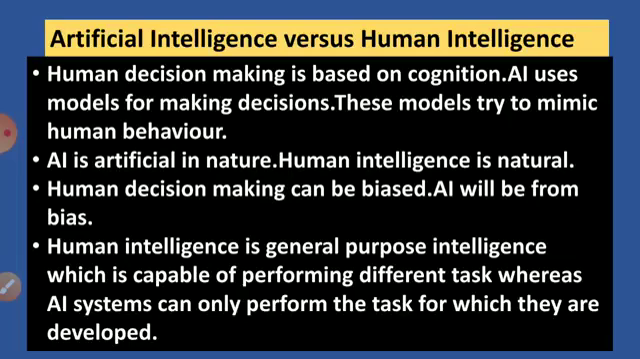Next, AI is artificial in nature, as we have already discussed. Human intelligence is natural, children. Human decision making can be biased, whereas AI will be free from bias, right? Now what do you mean by bias, children? Bias is illogical. Human decision making can be illogical sometimes, right? Now human intelligence is general purpose intelligence, which is capable of performing different tasks, whereas an AI system can only perform the task for which it is developed.